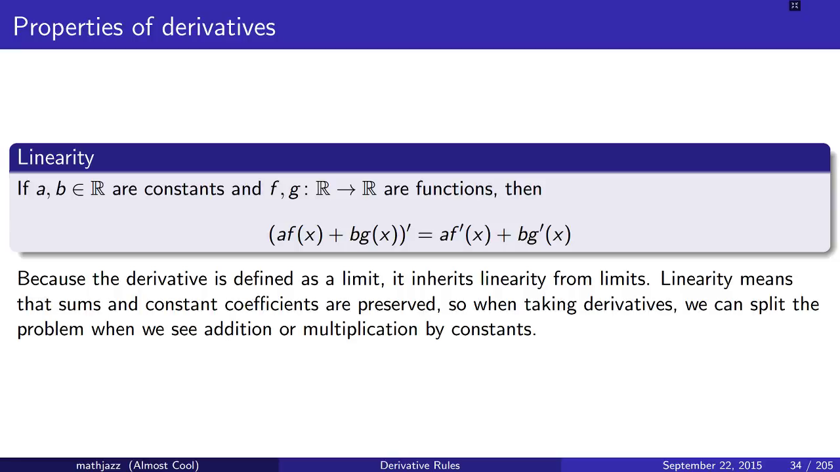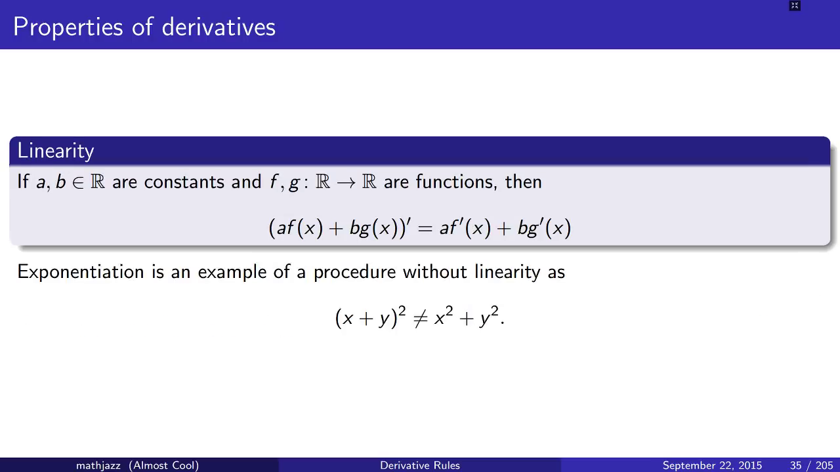As we see in the statement of linearity, if a and b are constant real numbers and f and g are real valued functions, then the derivative of a times f plus b times g is equal to a times the derivative of f plus b times the derivative of g. So this is a very useful property, and it seems trivial. You might look at that and think, oh duh, it should be that way. But there are lots of things that we use that are not linear. They do not have linearity.